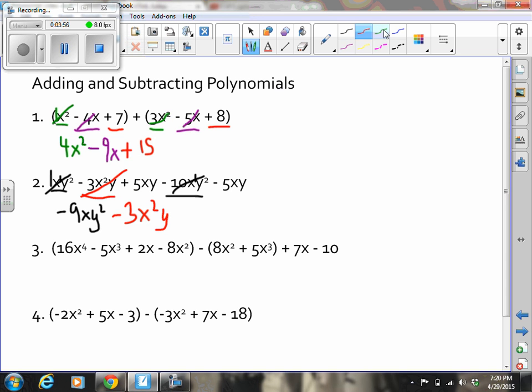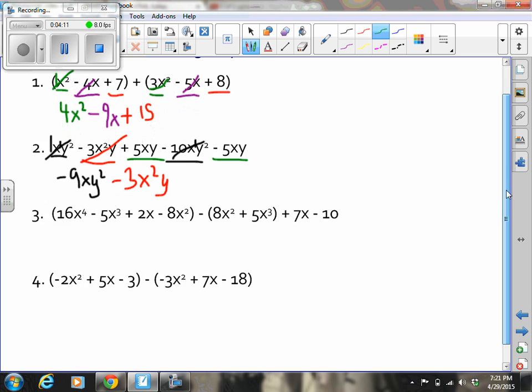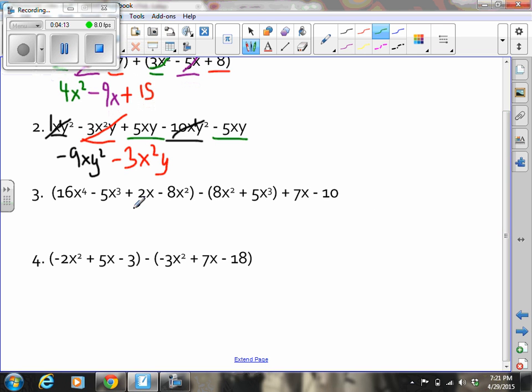Done with him. And this is positive 5xy minus 5xy, or plus negative 5xy, however I prefer to think about it. Those terms are opposites, and they leave me with 0xy. It's not necessary for me to put a 0 coefficient. That term wouldn't exist.